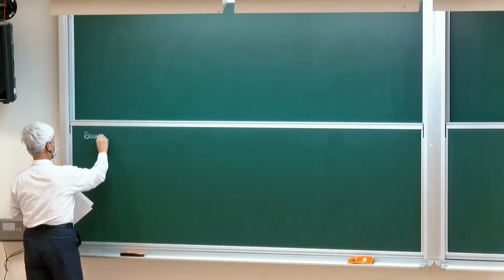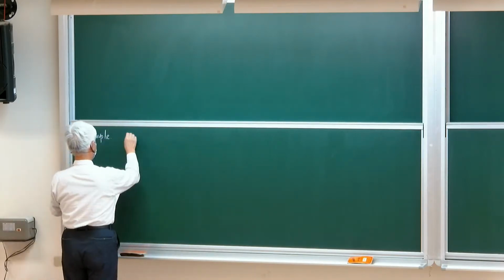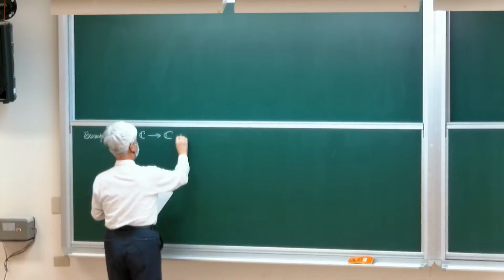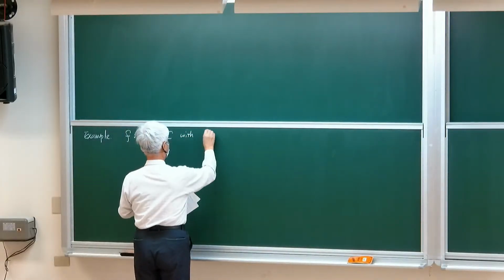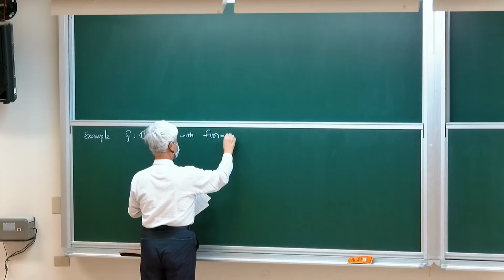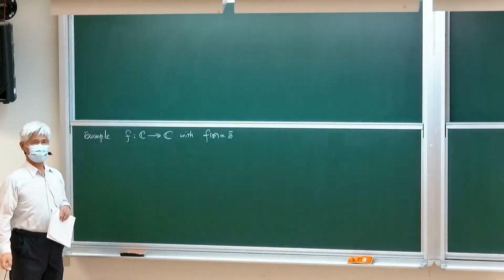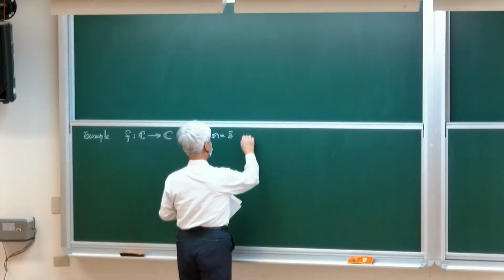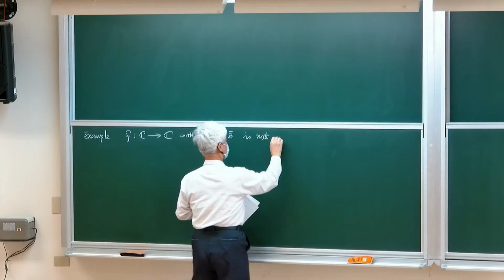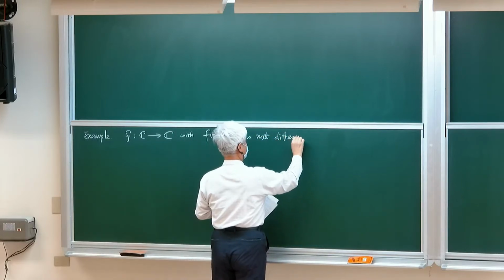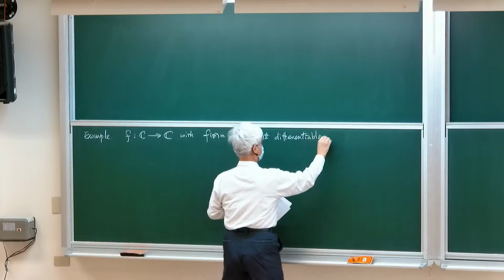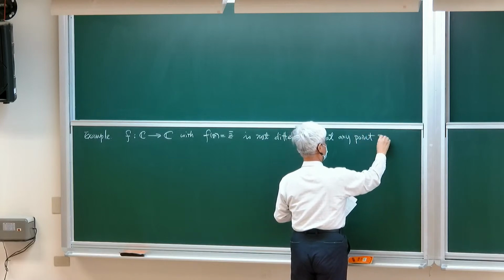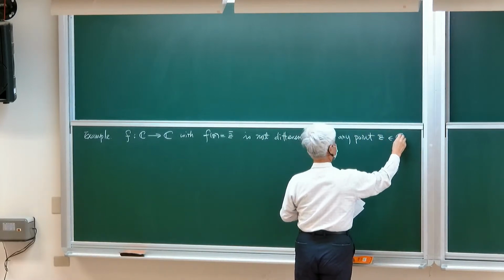Now I will take another example. So consider a complex function which is just the complex conjugate of z. All right, this function is not differentiable at any point z in C.